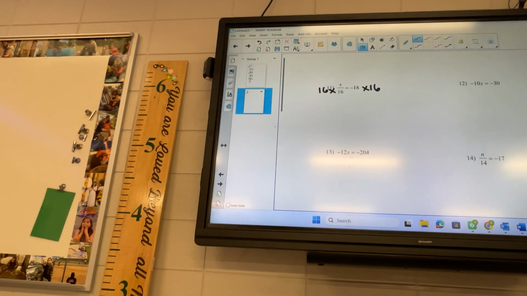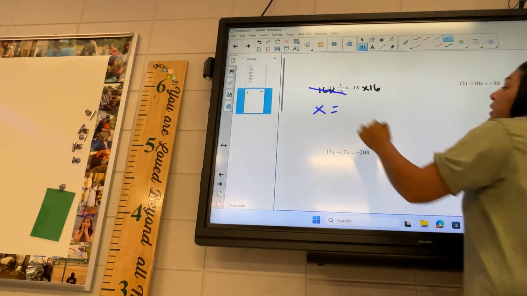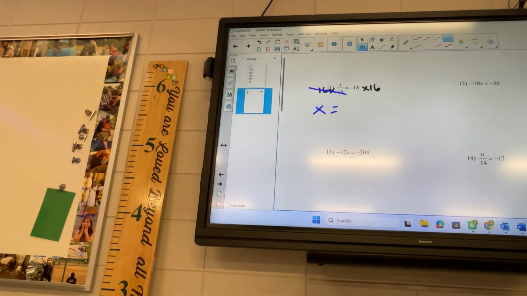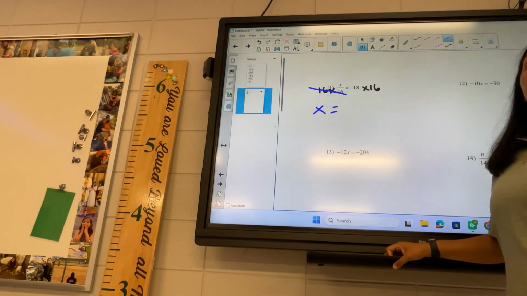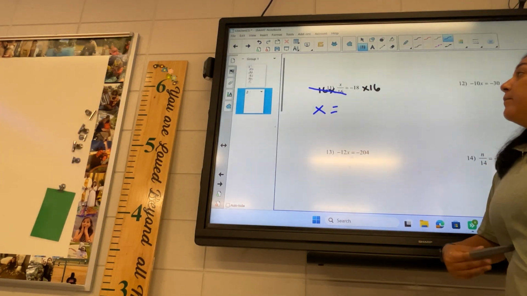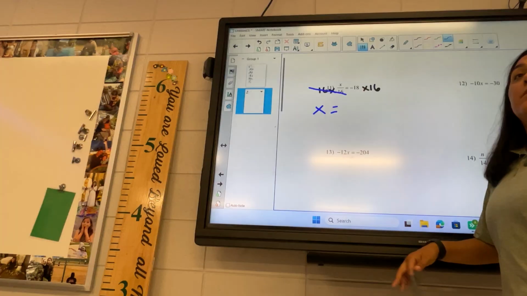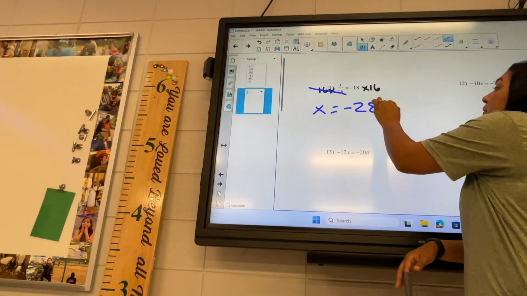Okay, what happens on the left side? They cancel out. Okay, and so we got x equals, what is negative 18 times 16? Negative 288. Somebody agree?